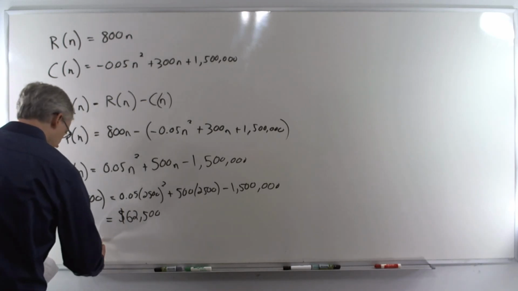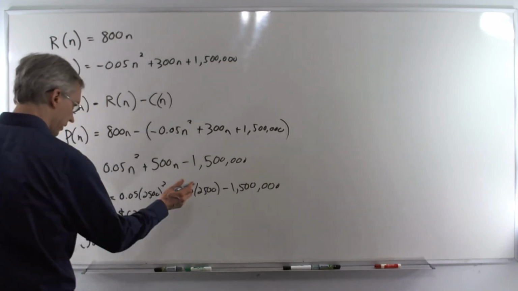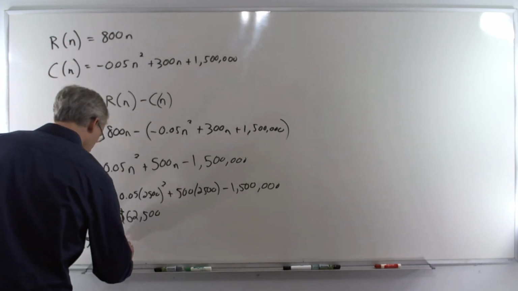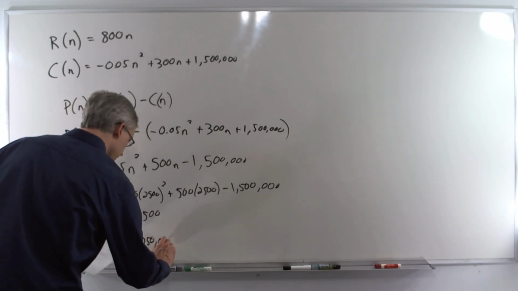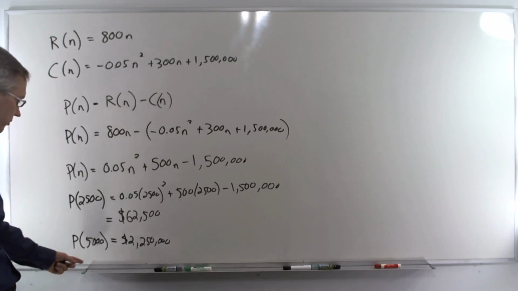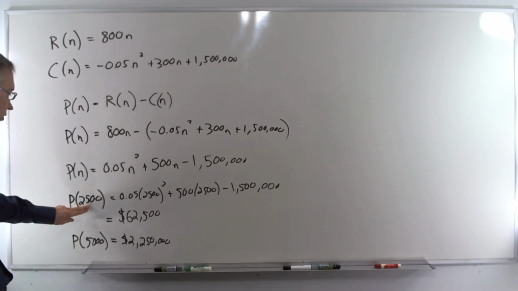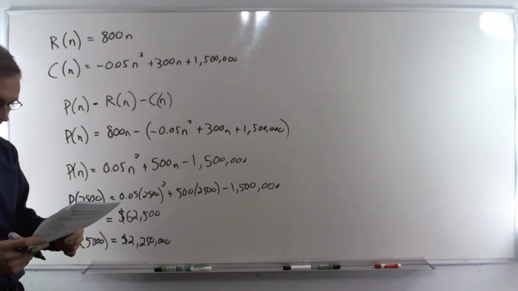And then if we go up to 5,000, all of a sudden, and we plug it in just like we did before, we end up getting 2,250,000. So you can see the profit really ramps up. When you get over that threshold of profitability, every unit you sell after that makes you a lot more profit.